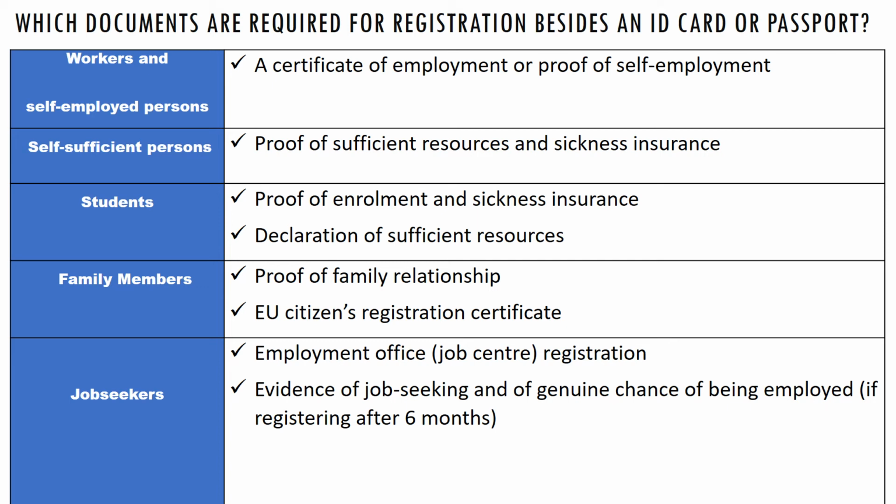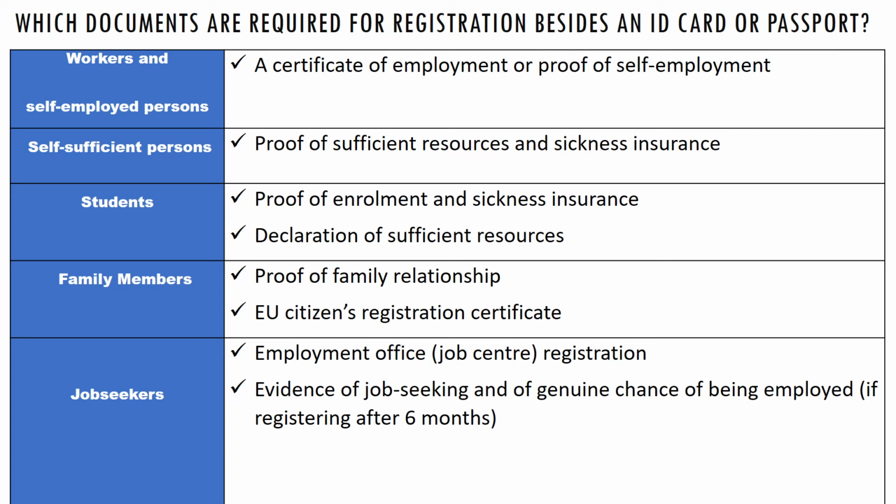As well as presenting their identity card or passport in order to be registered, mobile EU citizens staying longer than 3 months must provide the following documents that prove their status. Workers have to provide a certificate of employment, and self-employed persons must show a document proving their self-employment. Persons with sufficient resources must provide evidence of having sufficient resources and sickness insurance.